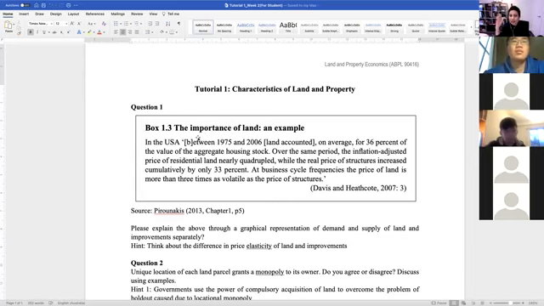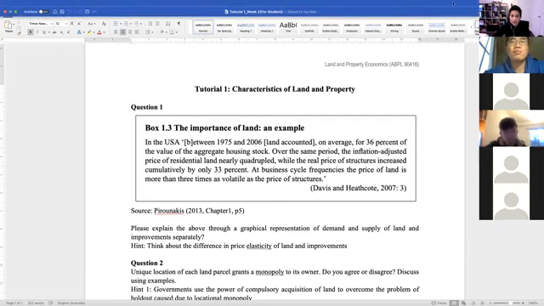And they found that between 1975 and 2006, land accounted for almost 36% of the value of housing stock. And over the same period, if we compare how much the price of land increased as opposed to structures, they found that land prices quadrupled, whereas structure prices increased only 1.3 times, but land prices increased 4 times.